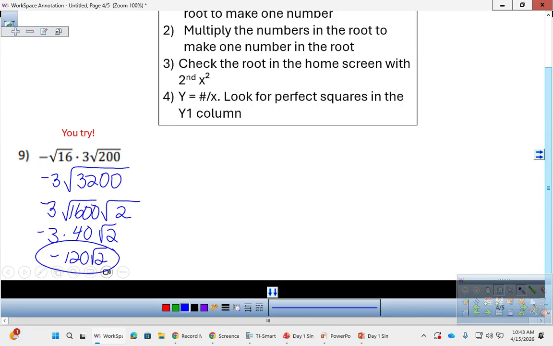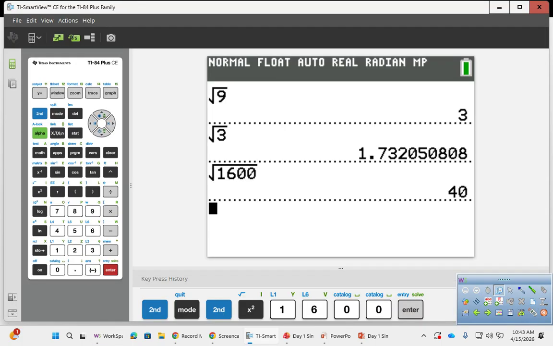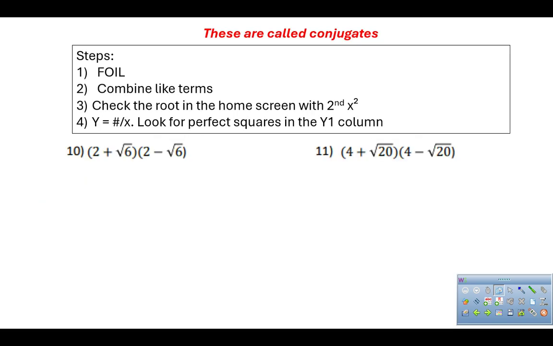The next two here are called conjugates. What makes something a conjugate is the first number in the quantity is the same, and the second number is opposite. This is like differences of perfect squares. X plus 5, x minus 5 is a conjugate. The first term, x, is the same. The second term, plus 5 minus 5, are opposite. Conjugates, think of differences of perfect squares.